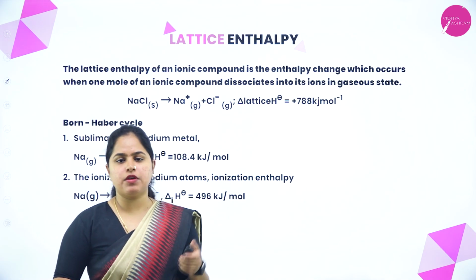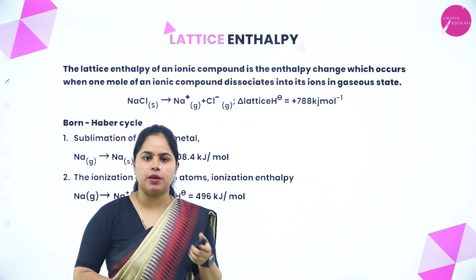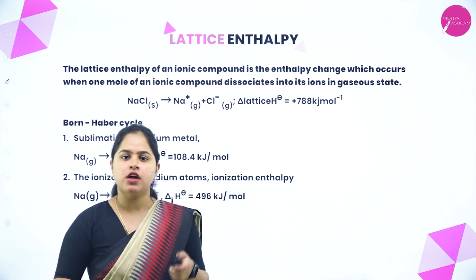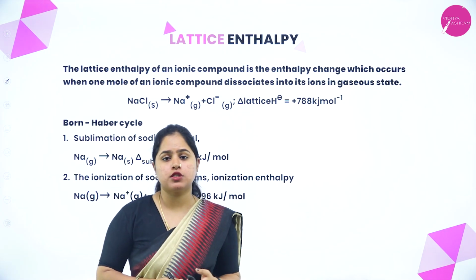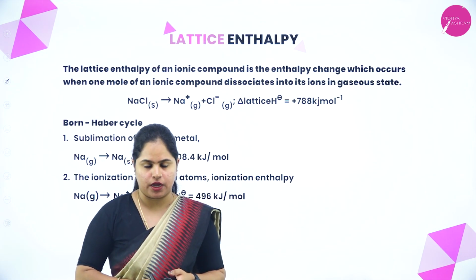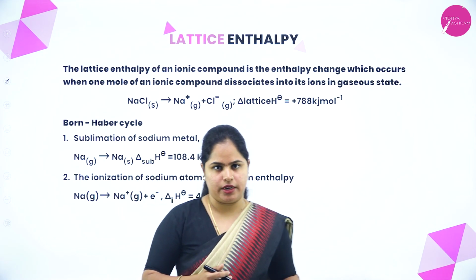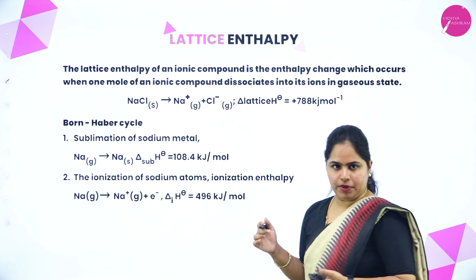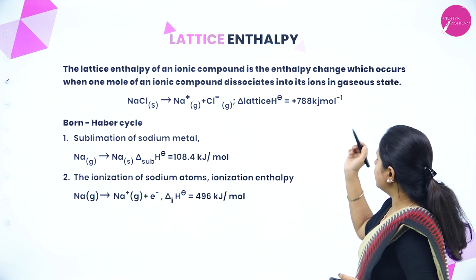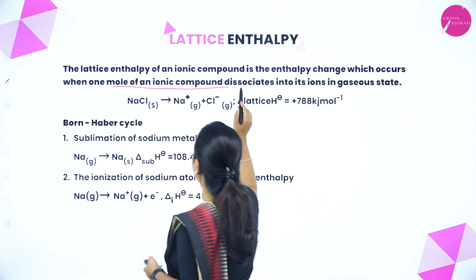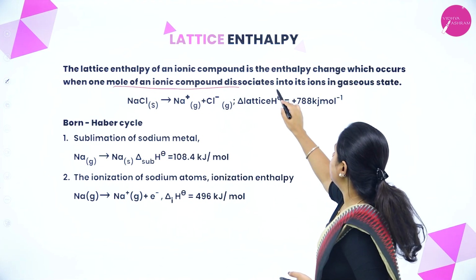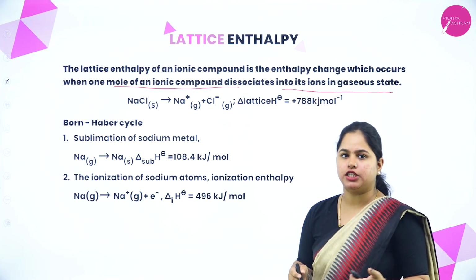Lattice enthalpy, we have already studied in the chemical bonding and molecular structure chapter. So you already have an idea about lattice enthalpy. We have already studied what the Born-Haber cycle is and the different steps of that. So let's quickly refresh that here. The lattice enthalpy of an ionic compound is the enthalpy change which occurs when 1 mole of an ionic compound dissociates into its ions in gaseous state.